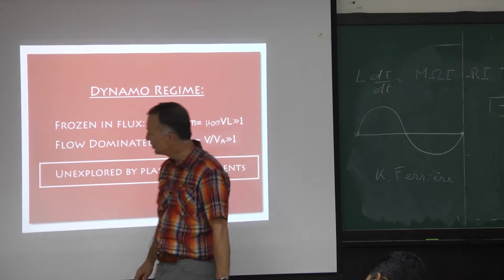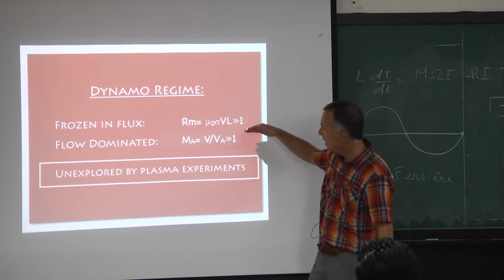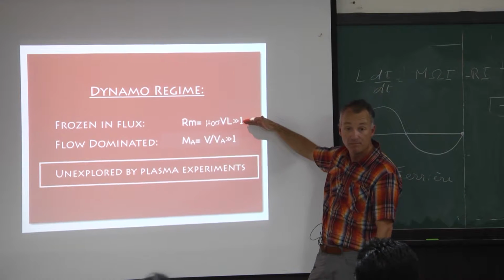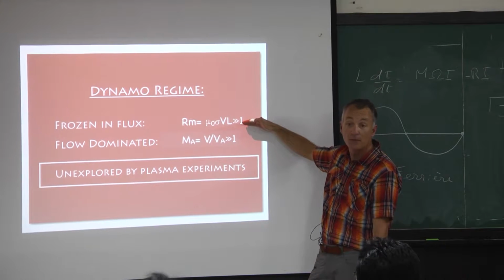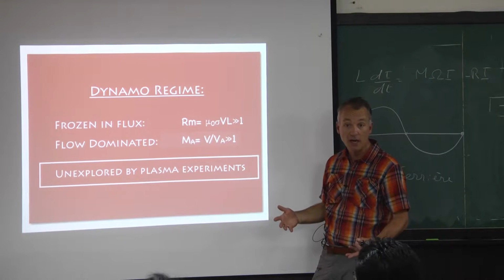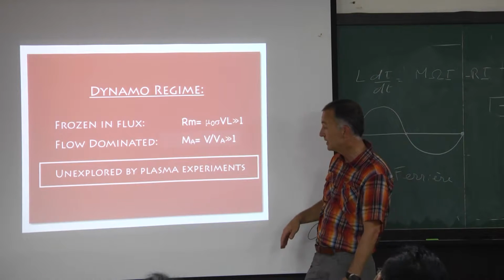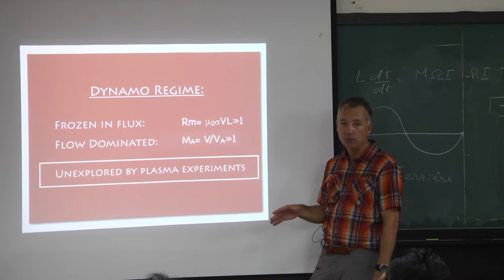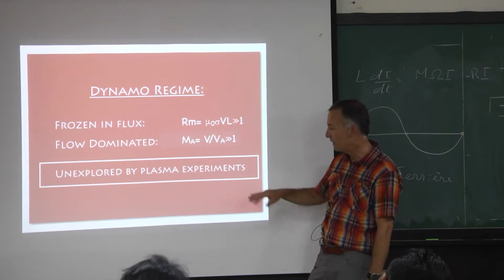Okay, so just to summarize that part, in an experiment we're going to be looking for experiments that have as big as possible magnetic Reynolds numbers, and we're going to want them to be in a flow-dominated regime. And this, it turns out, has been completely unexplored by plasma experiments.